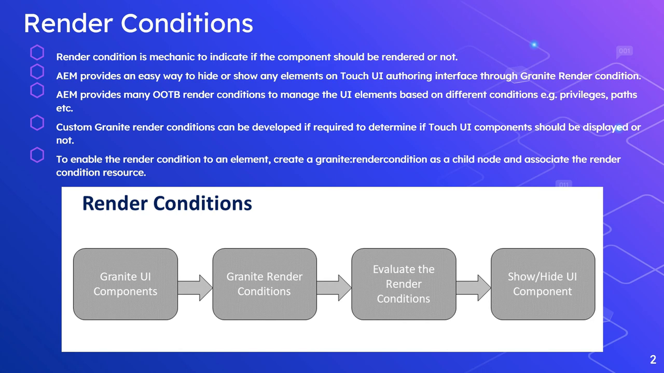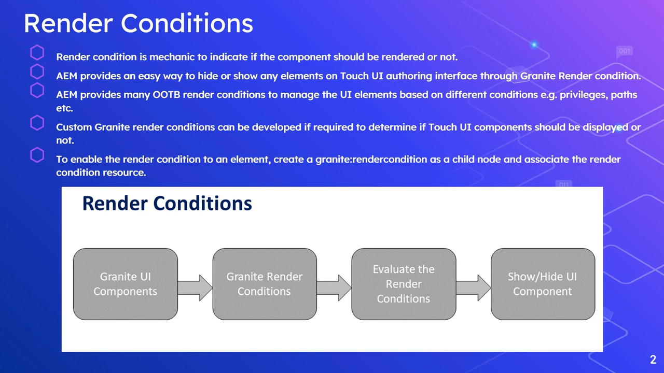To enable a render condition on an element, we should create an unstructured node with the name granite:rendercondition as a child node, and we can associate the render conditions. If you see here, the render conditions can be associated to the Granite UI components, and during rendering, the render conditions are evaluated. If all the conditions are met, the specific UI element is shown. If not, the specific element is hidden.